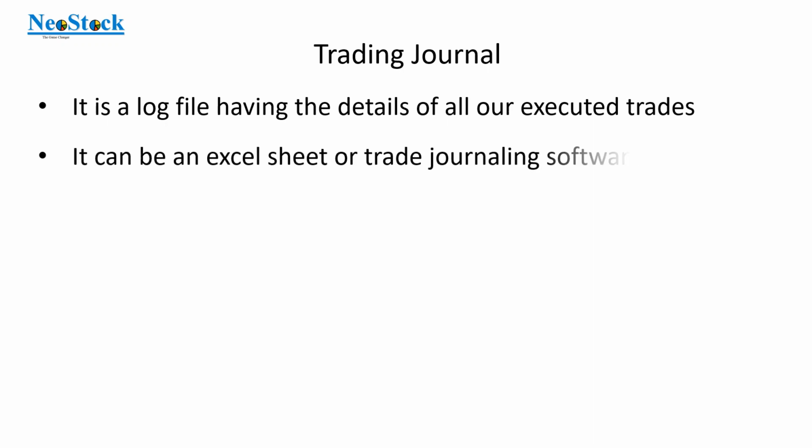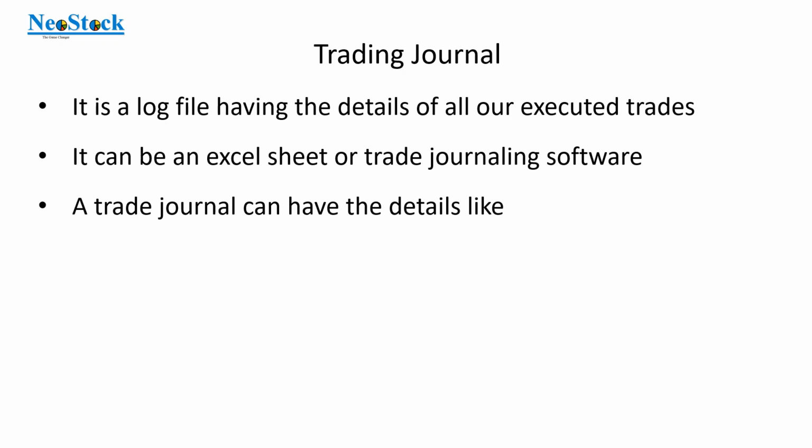It can be an Excel file. Trade journal software is also available in the market. You can also use them. But to proceed with this, an Excel sheet is more than enough for us. A trade journal can have details like, say for example, you are using an Excel sheet. So what kind of columns should you define in the trade journal? What do you want to store? What kind of information do you want to store?